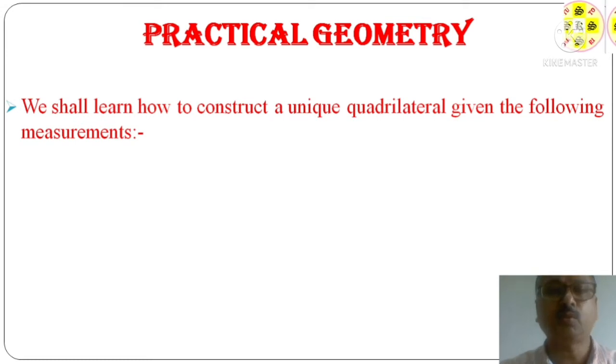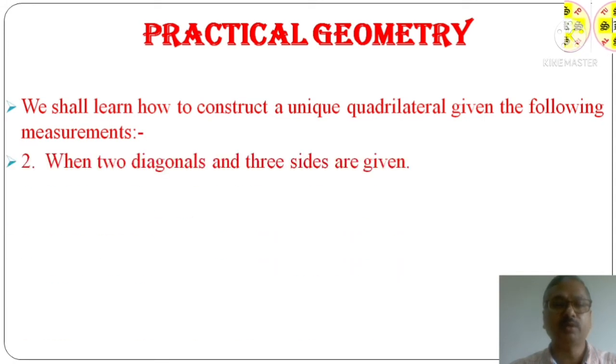Now in this video we will discuss how to construct a unique quadrilateral for the given measurements. Already in my previous videos, in exercise 4.1, we discussed how to construct a quadrilateral when 4 sides and one of the diagonals is given.